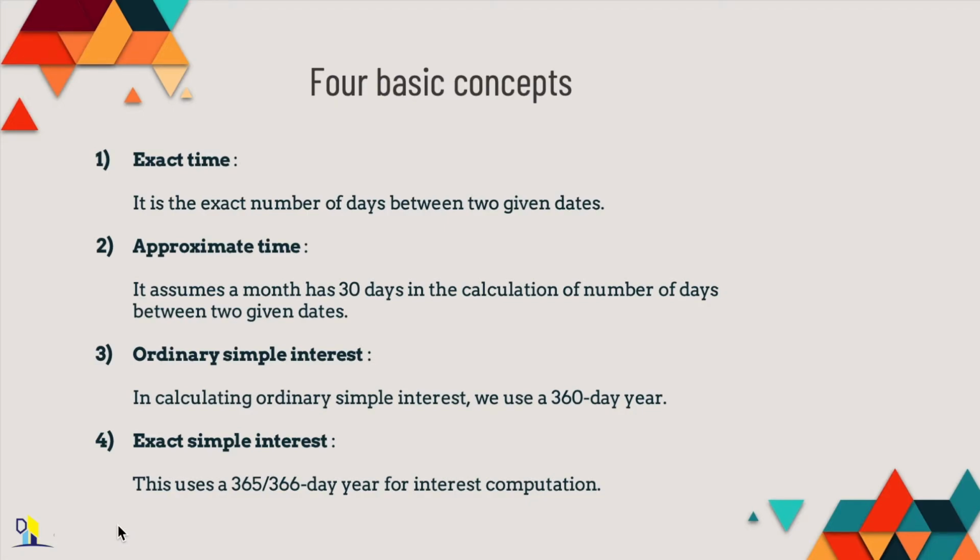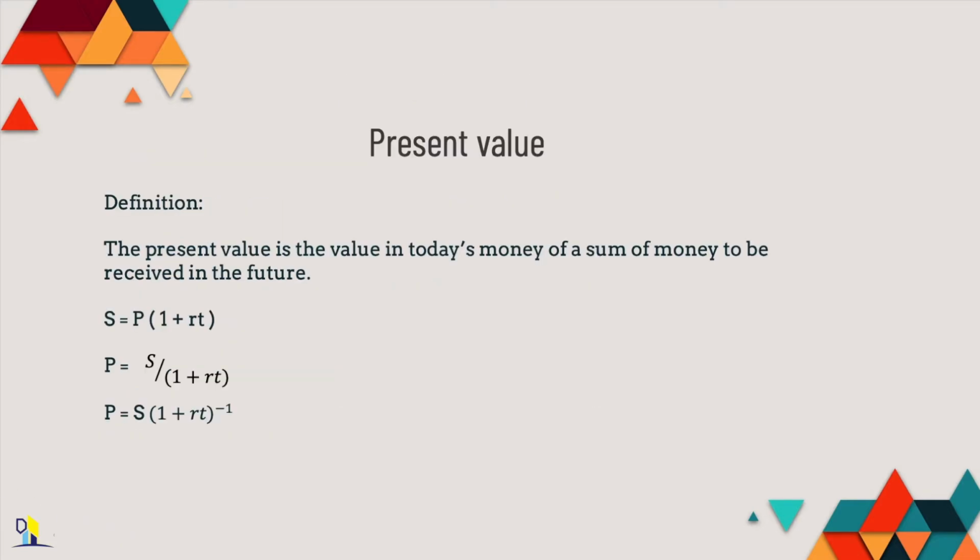Exact simple interest uses a 365 or 366 day year for interest computation. And next we have the present value. So basically, what is present value? Based on the name itself, present, it is the value of what you receive in the future in today's money. And the definition: the value in today's money of a sum of money to be received in the future.